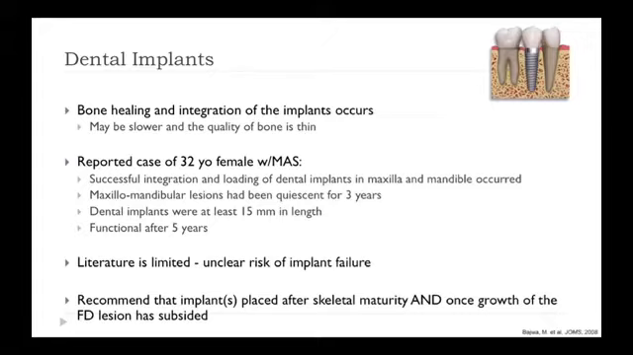And this is just an example. There were cases reported in which a person with McCune-Albright syndrome, a 32-year-old female, underwent this treatment, and after 5 years it was clear that she had a successful outcome.